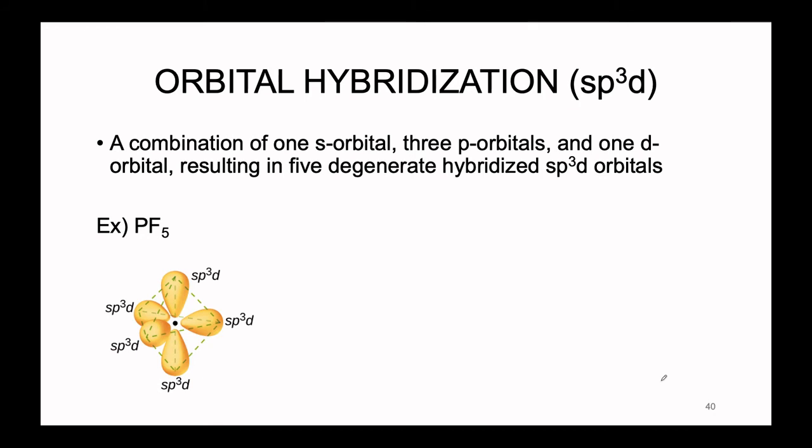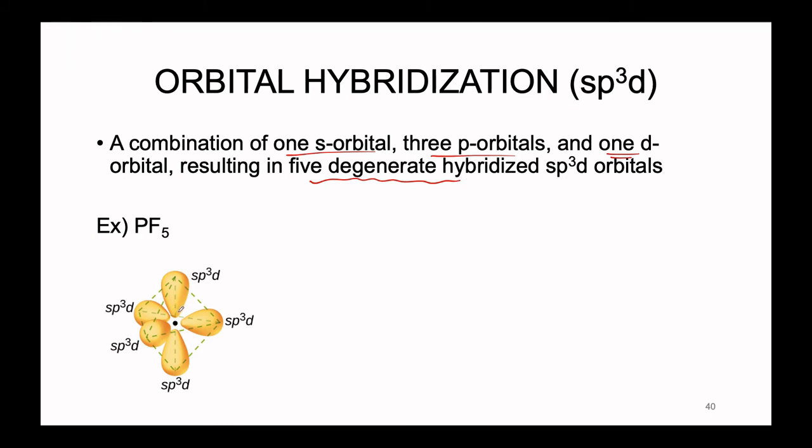All right, so let's have some fun. Let's discuss where the d orbitals actually get involved with these larger expanded octet geometries. Let's talk about the sp3d hybridization. This is a combination of one s orbital and 3 p orbitals, as well as one extra d orbital. And this will give us 5 degenerate hybridized sp3d orbitals.